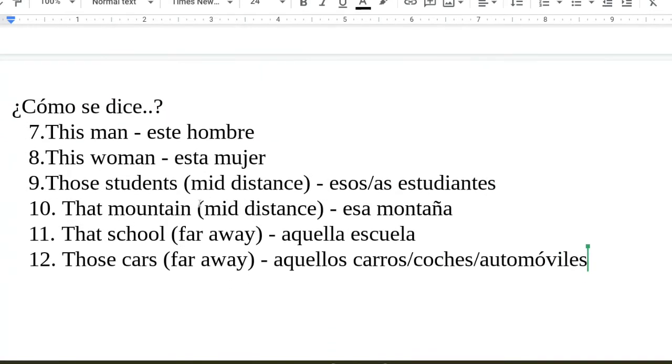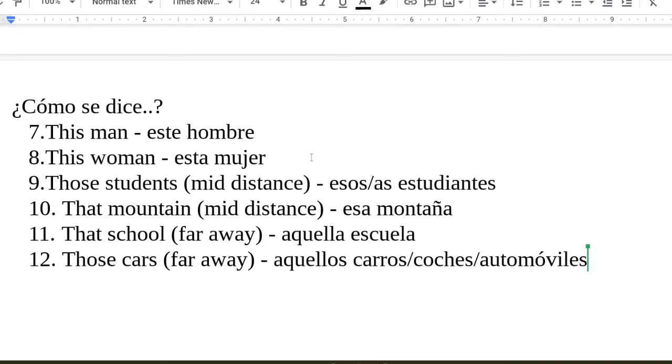Okay, so this is what they'd be. So this man would be este hombre. This woman would be esta mujer. Those students, the middle distance one, would be esos or esas estudiantes. I didn't specify gender, so it could be either one.